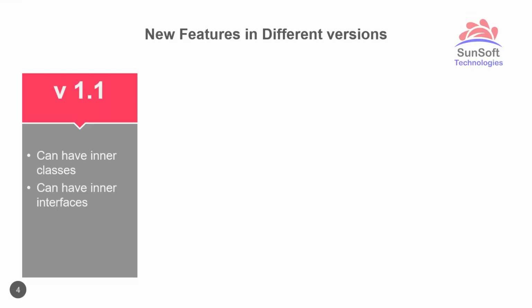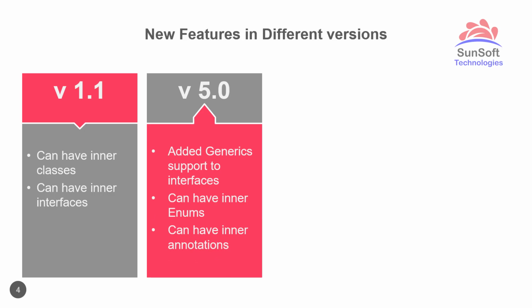From version 1.1 onwards, an interface can contain classes within it, as well as we can declare an interface within an interface. Then in version 5, there was an inclusion of generics, enums and annotation concepts, and they were all supported with interfaces as well. So here an interface can be specified with generics. Second, interfaces can contain enums inside, and also interfaces can contain annotations inside an interface.